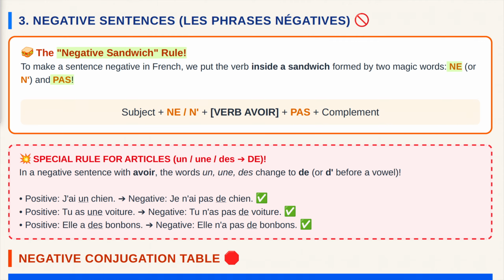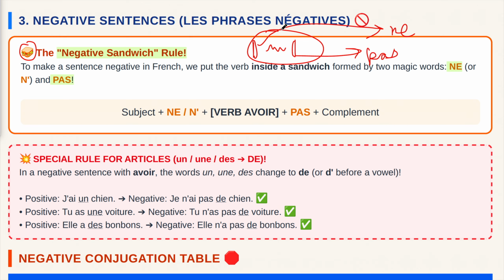Okay, so let me explain to you how the sandwich is made. So this is one slice of bread. Okay, so this is something inside, and this is again the new slice. So this something becomes a sandwich. So this is nothing but ne, and this is nothing but pas.